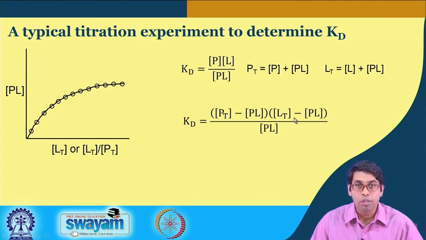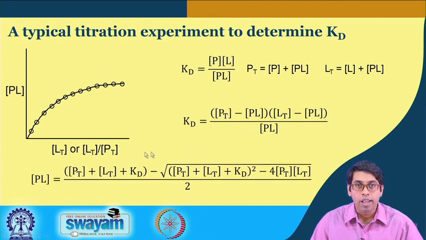So, we know PL, we know L total and we know P total. So, we can calculate what is our Kd. Since the experimental data is obtained in this fashion, where we get the protein ligand complex concentration as a function of the total ligand concentration, it is easier if we can solve this equation and get the protein ligand concentration as a function of total protein, total ligand and the dissociation constant.